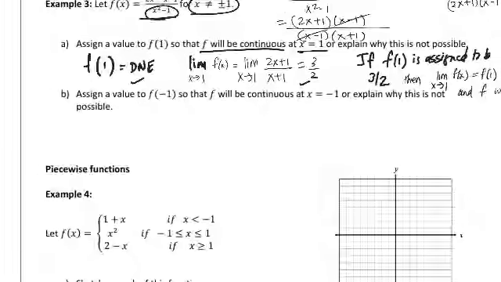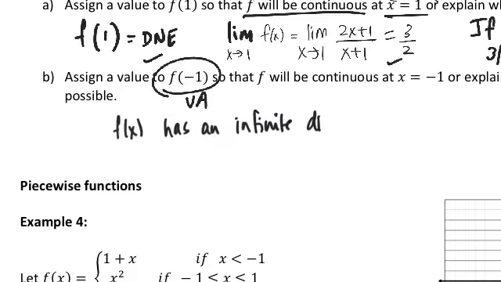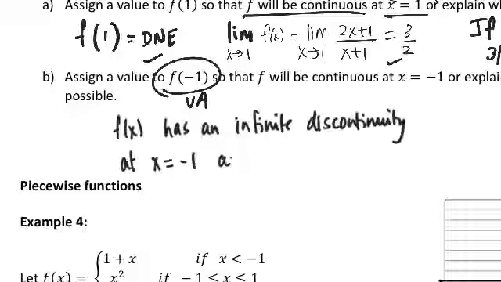Let's take a look at -1. So at -1, what we have is a vertical asymptote. We know that a vertical asymptote is an infinite discontinuity, and that cannot be removed. So you could just say that. You could say f of x has an infinite discontinuity at x is equal to -1, and this is not removable.